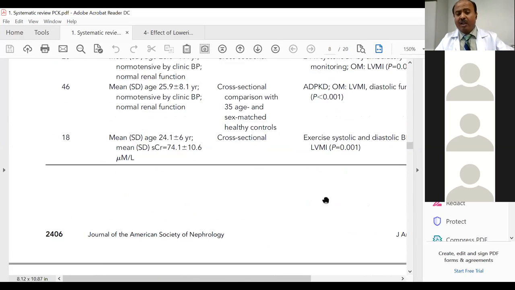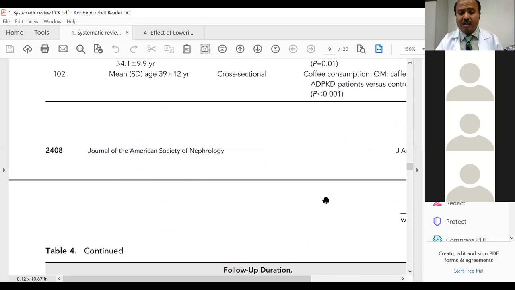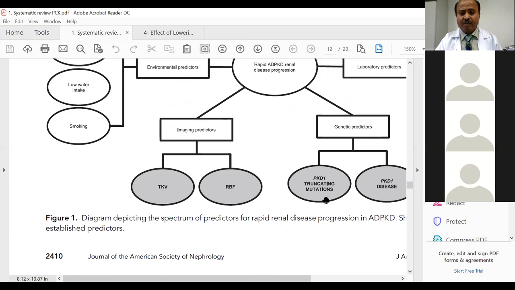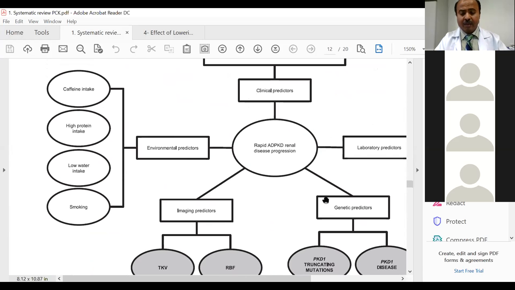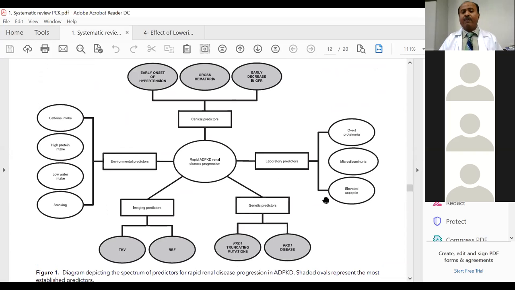So they have tables and discuss different points. And at the end of the day, you have this figure, look at this figure. Do you see the figure? So they reviewed everything about the factors that may predict the progression of polycystic kidney disease. And they classify factors into clinical predictors, laboratory predictors, genetic, imaging, and environmental predictors.